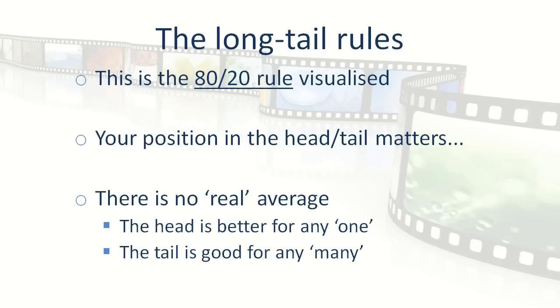And by understanding this, you can realize that your position in the head or in the tail matters to how your business, as a photographer or as an agency, develops. There's no real average in a long tail distribution. You want to focus on your productive 80% of sales, of production, and the last 20% you want to minimize the amount of time you have to spend feeding that.